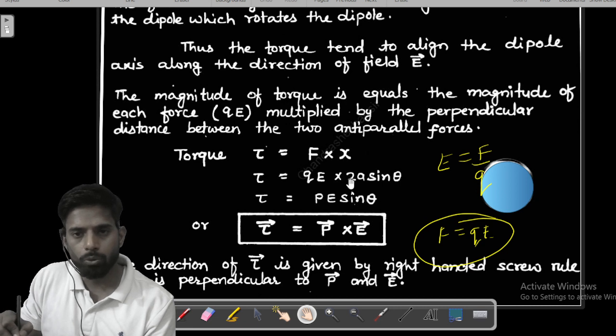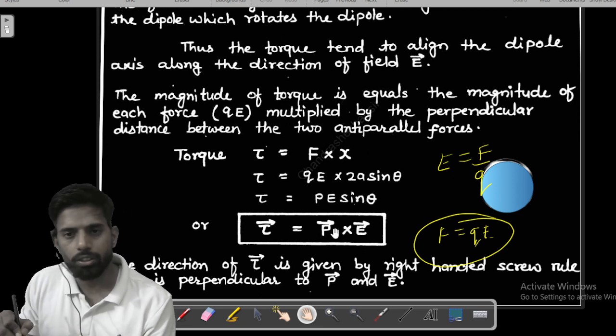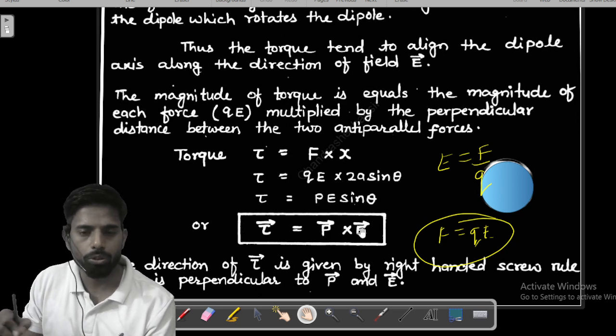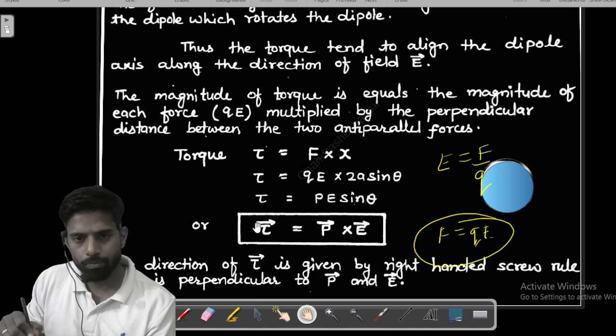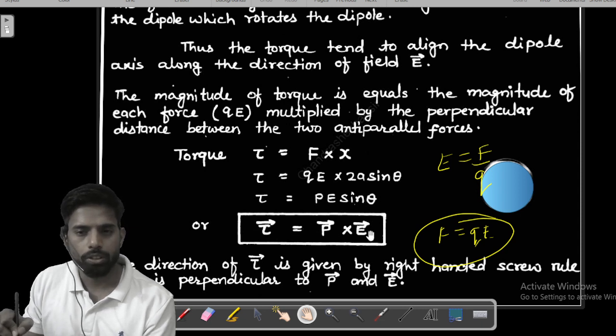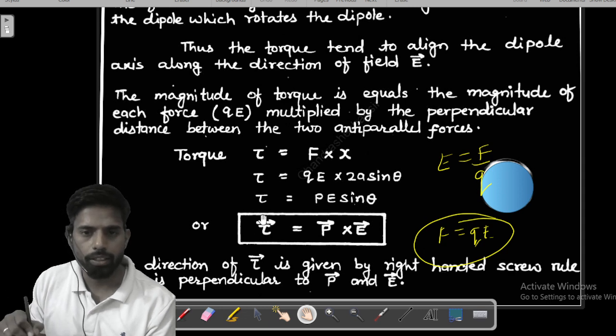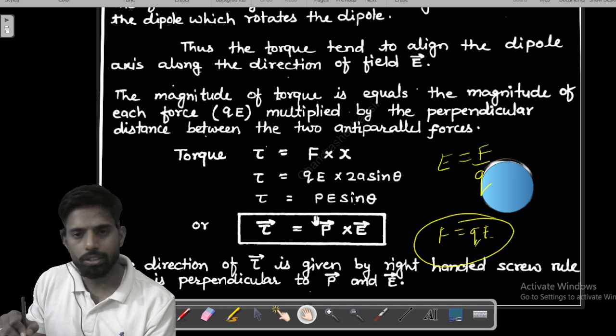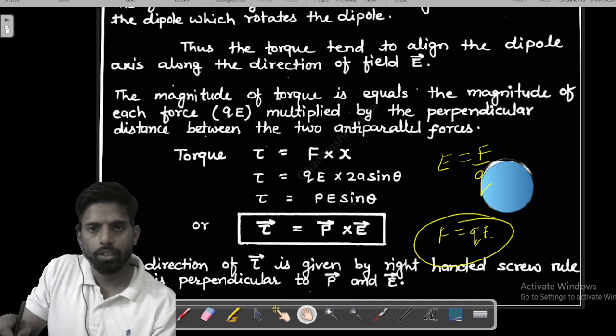Now you have 2QA. In place of 2QA you can write rho, so here it is rho E sin theta. In terms of cross product you can write A cross B, that is rho cross E. And torque is a vector quantity, dipole moment is also a vector quantity, so we will write here in vector form. Tau is equal to rho cross E. Okay, so the direction of torque we can find with the right hand screw rule, and this torque is perpendicular to the plane of the dipole moment and electric field.